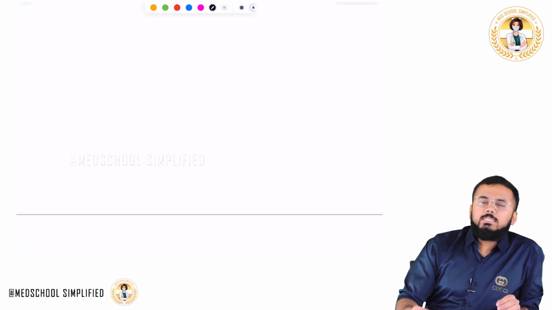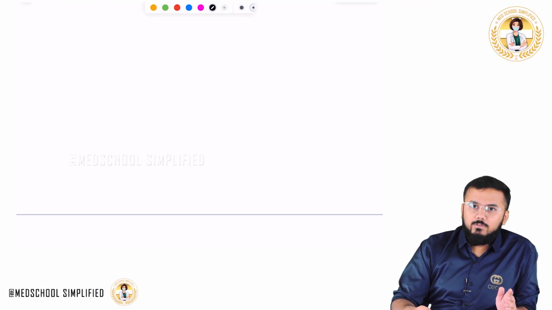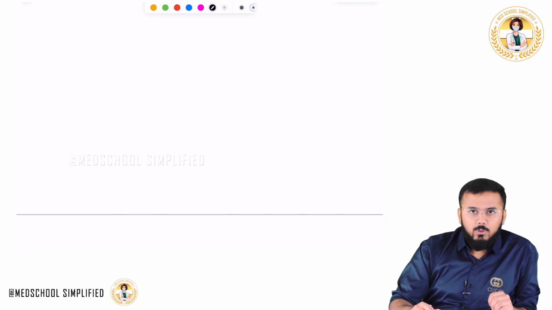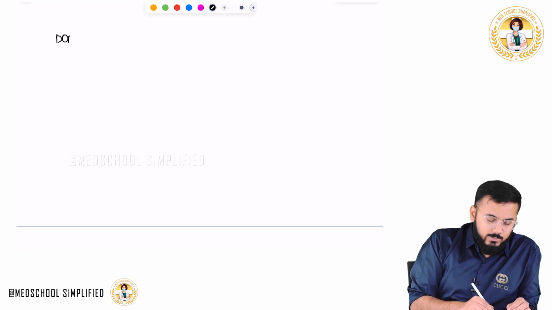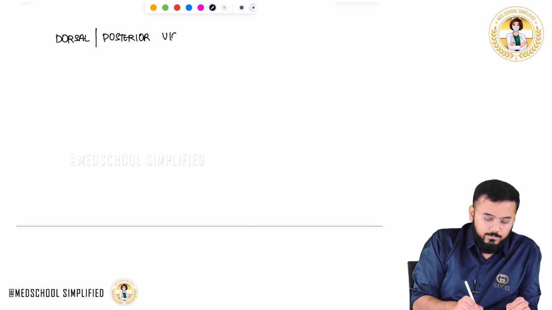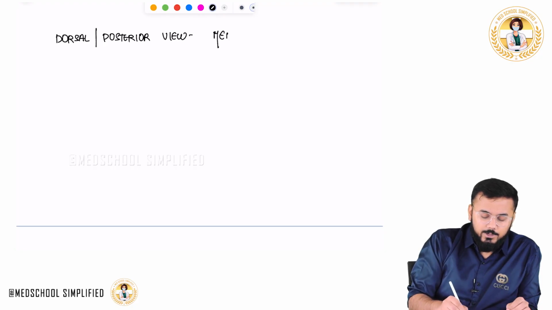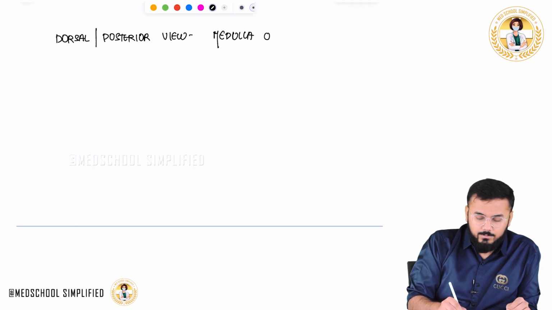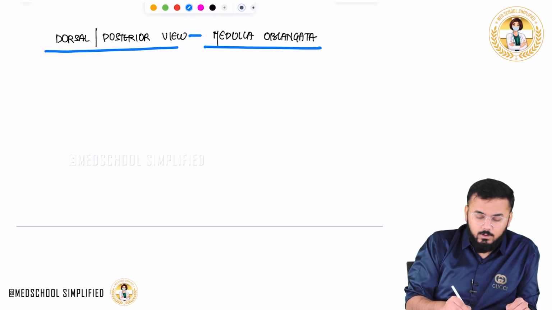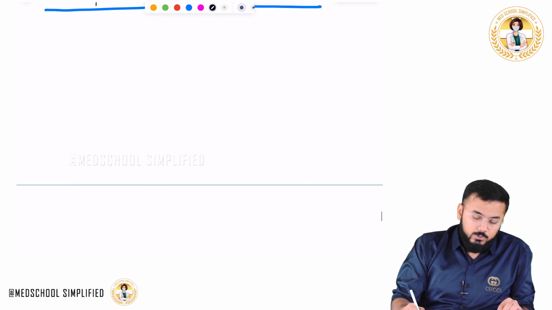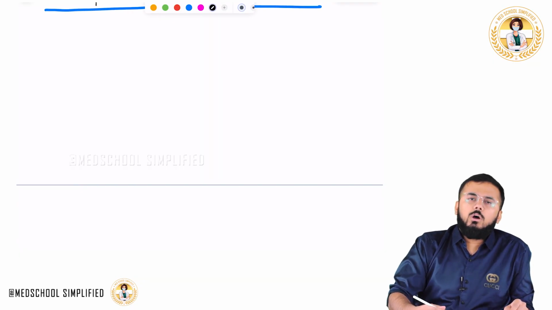Hello guys, so now we shall be discussing the posterior view of the external features of the medulla oblongata, the posterior or the dorsal surface. The topic of discussion would be the dorsal or the posterior view of your medulla oblongata. Regarding the posterior or the dorsal view of medulla oblongata, how does the picture look?